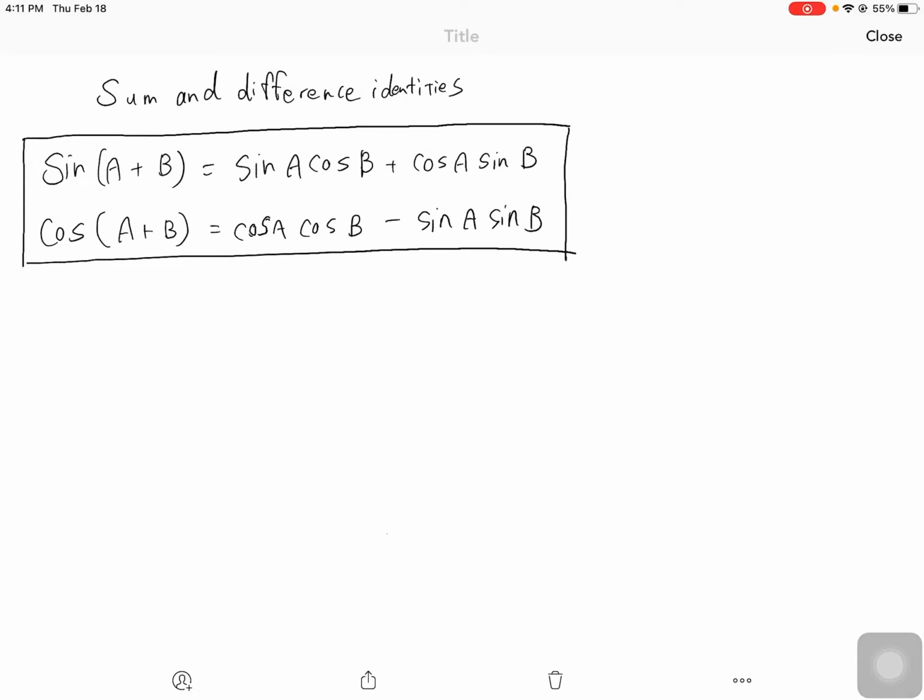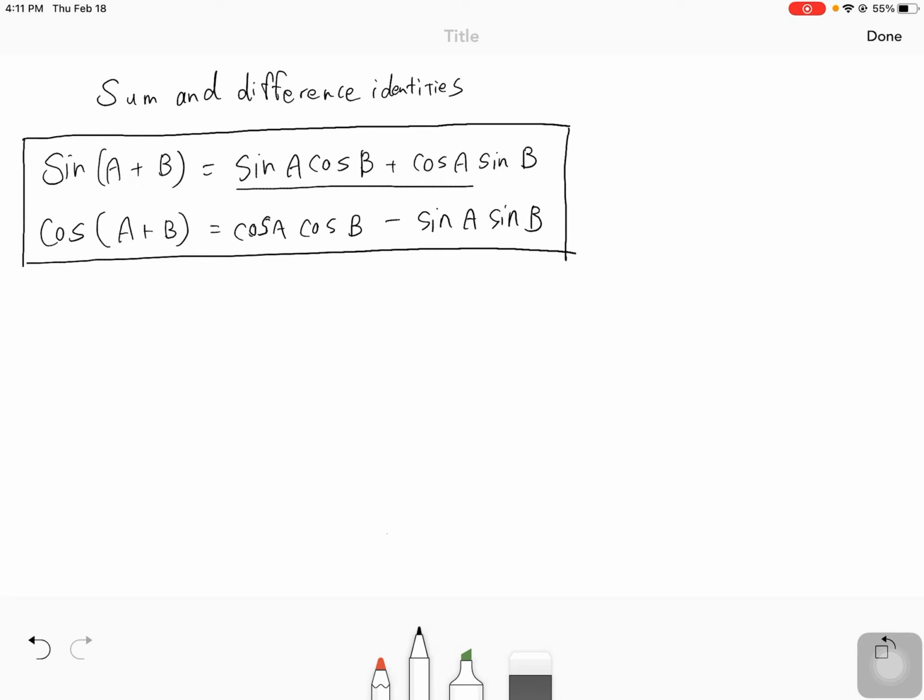Today I'm here to explain sum and difference identities. These are so important to solve some trigonometric function questions. So let me explain about it. First one: sine(A + B) is equal to sine A times cosine B plus cosine A times sine B.